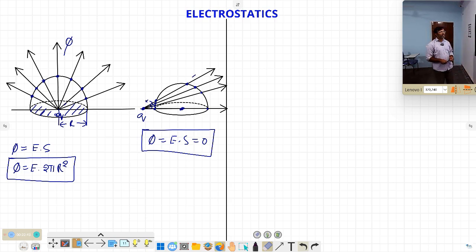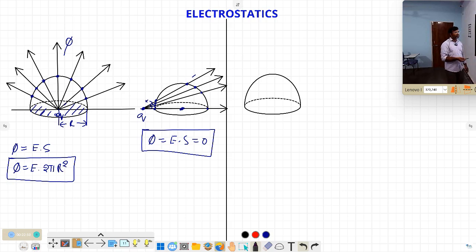So the total net flux across that closed surface becomes equal to 0 according to this concept. Next, if the charge is placed below, anywhere, that means the charge is at infinite distance, you can say. In this case, the electric lines will pass through the base of this hemispherical surface.